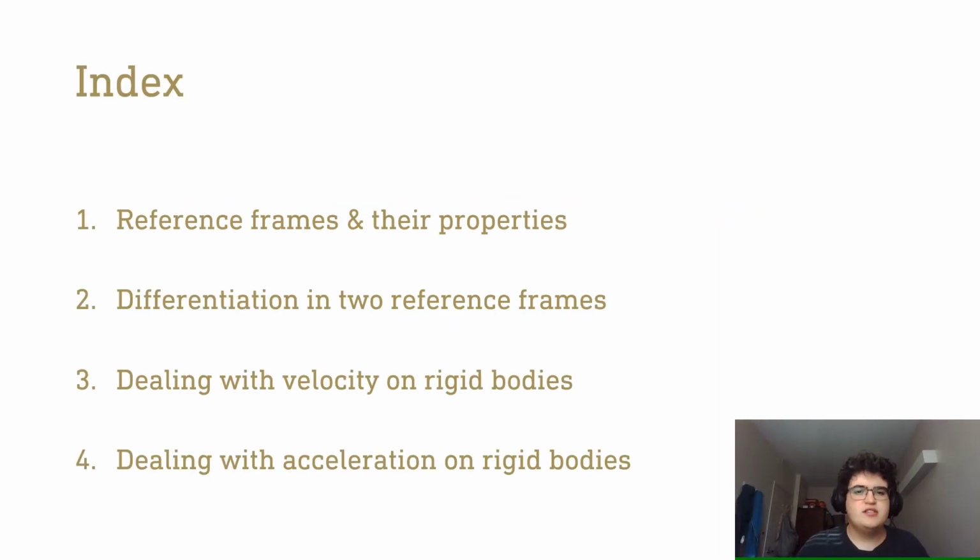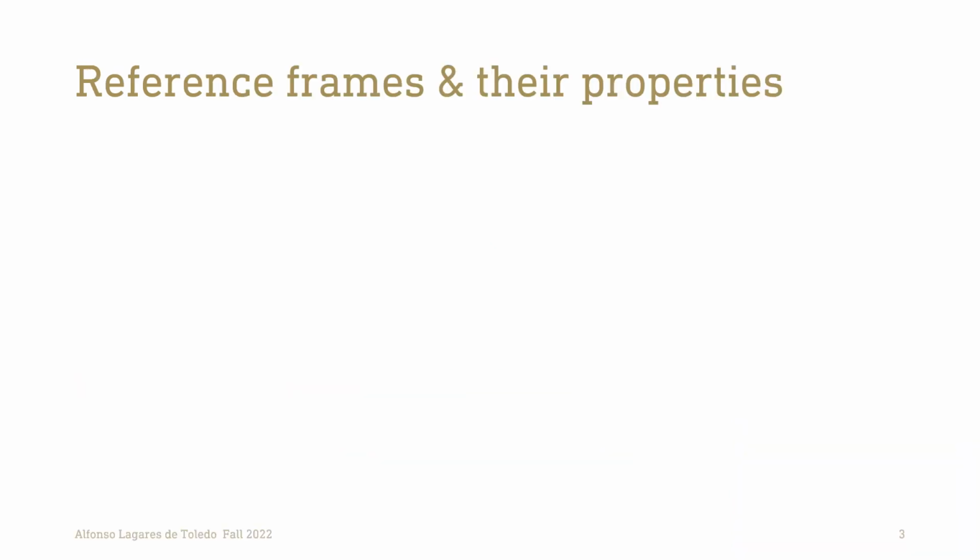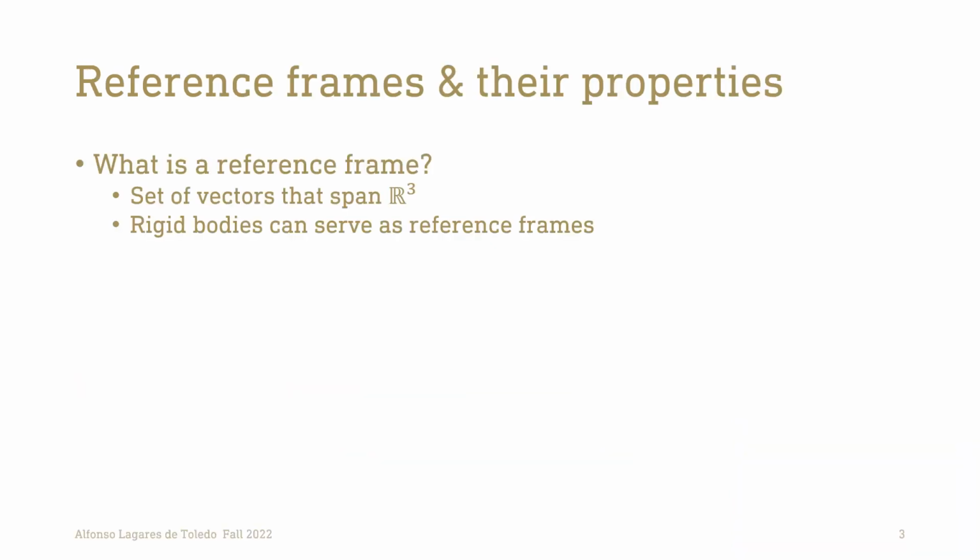First, I'll go over the concept of reference frames and their properties, which are critical to understanding velocity and acceleration on rigid bodies. We will then look at differentiating functions in relation to different reference frames, and more importantly, how the derivative of a function in one reference frame relates to a derivative in a different reference frame. We will then look at the application of these concepts to the case of rigid bodies, where we will be using them to find the velocity and acceleration of points, or the angular velocity and acceleration of the body as a whole.